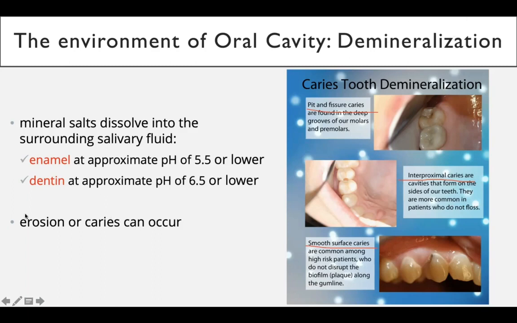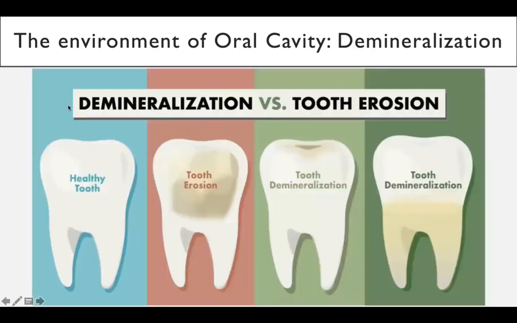Erosion or caries can occur because of demineralization. Why have we studied caries? Because of demineralization, erosion or caries can occur. Pit and fissure caries, interproximal caries, and smooth surface caries are some of the caries found because of demineralization. And then we go to demineralization versus tooth erosion. What's the difference? Healthy tooth, tooth erosion, tooth demineralization.